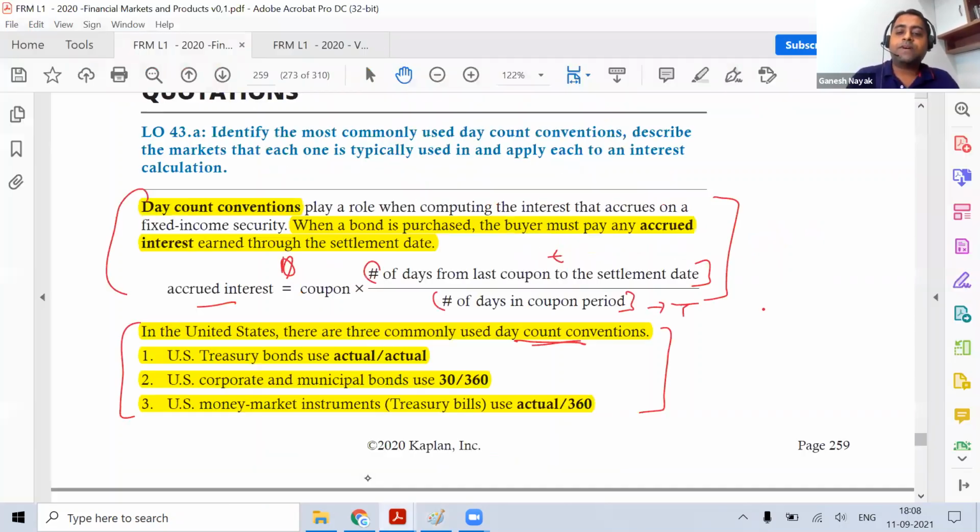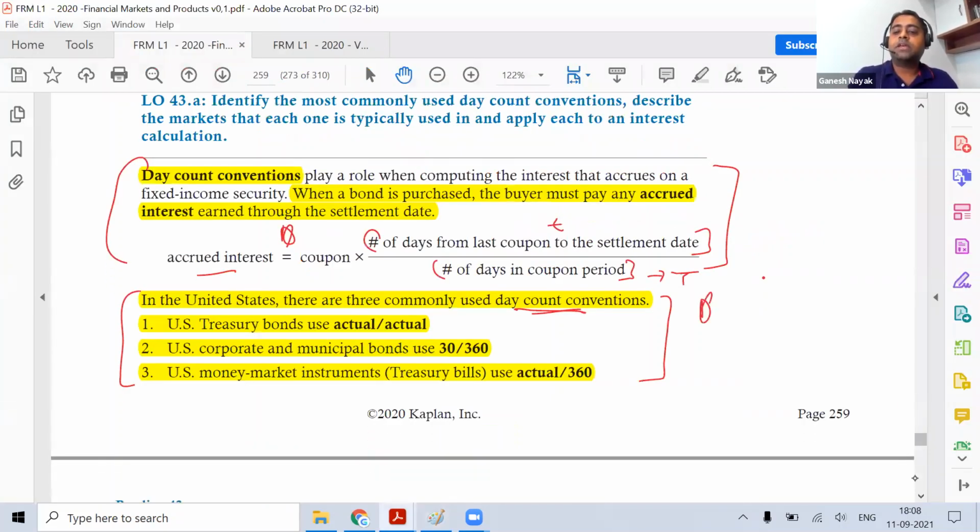First, these 3 day count conventions, you have to remember. There is no two way about it. You have to remember this 3 part. US Treasury bond, actual by actual. They will not give you this in the exam, you have to remember. US corporate and the municipal bond, 30 by 360. I will explain what exactly this is. US money market instrument, that means treasury bills, it is actual by 360. Please mark this as double star, very, very important.